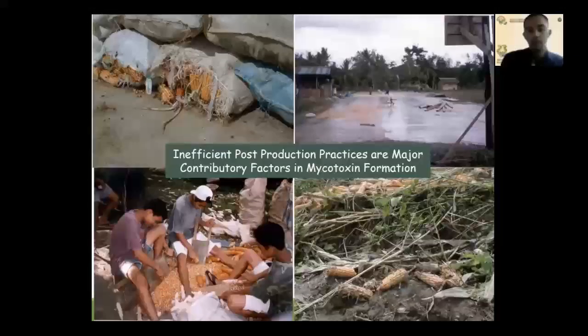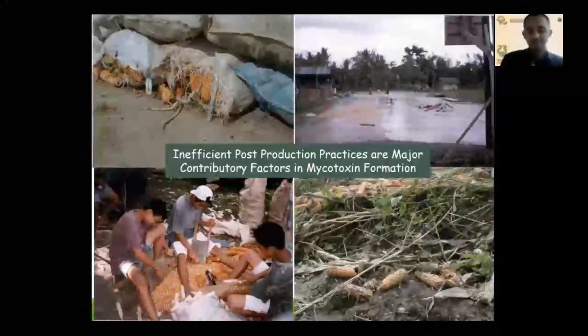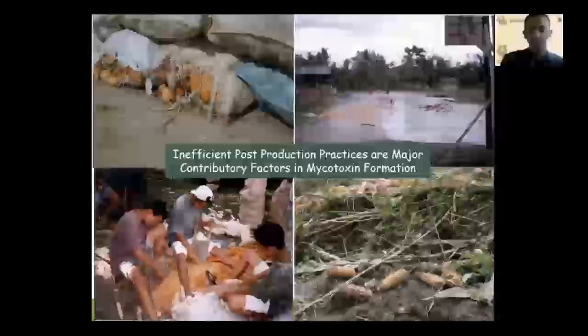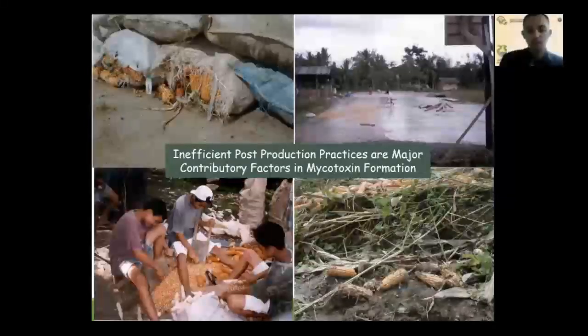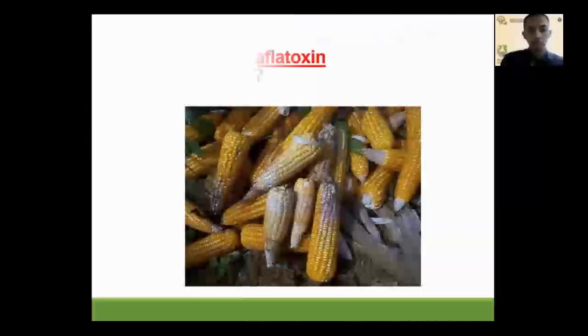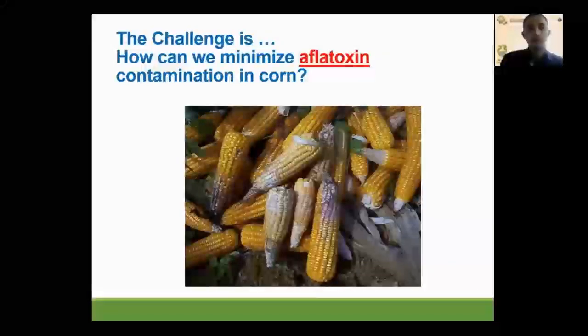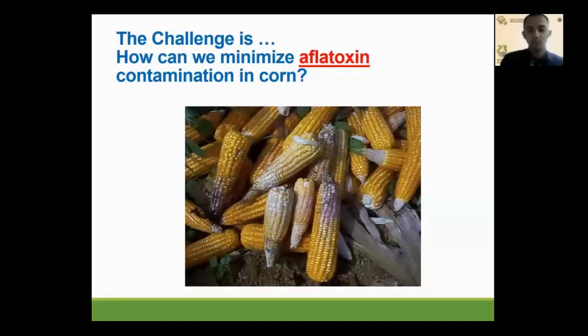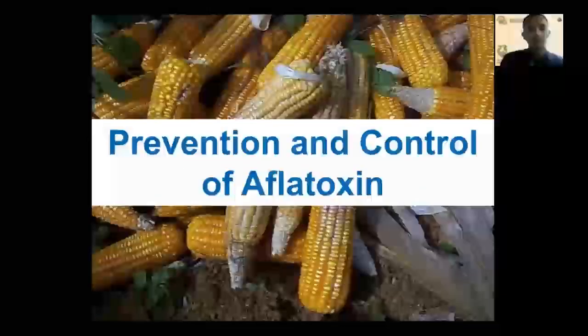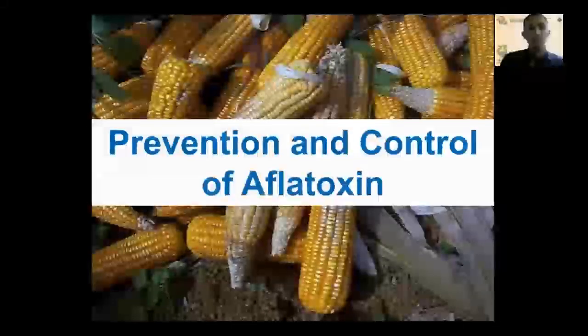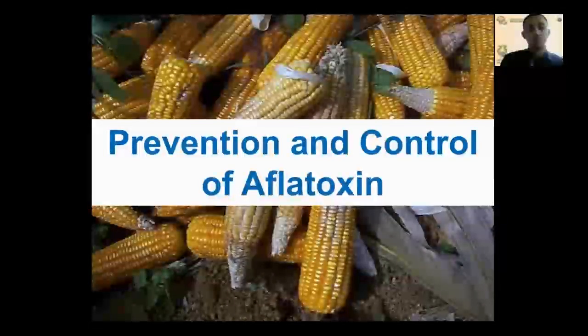So these are the contributory factors in mycotoxin formation. These are the common practices which are contributory to mycotoxin formation in corn kernels. So how can we minimize aflatoxin contamination in corn? Part of the Code of GAP for corn is the prevention and control of aflatoxin.